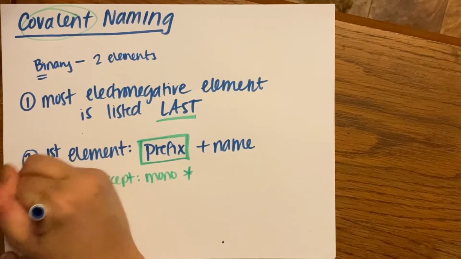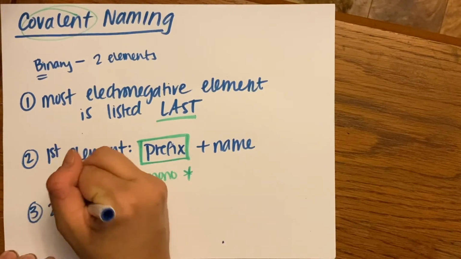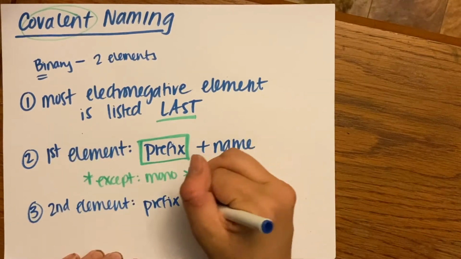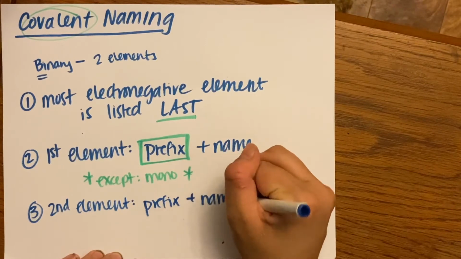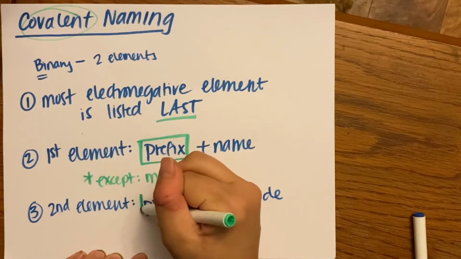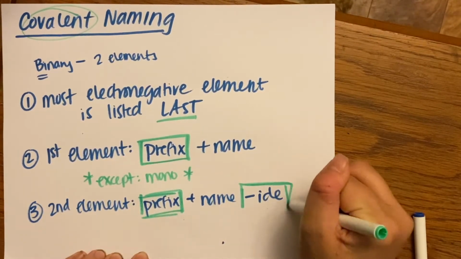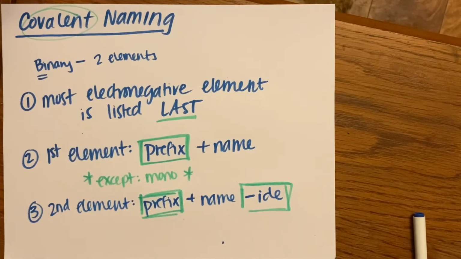We'll look at examples of this. And then last step is for your second element, you have a prefix plus the name that ends in "ide". Just like an ionic compound, you're going to change its last name to "ide". And that's it. So let's actually do some examples.